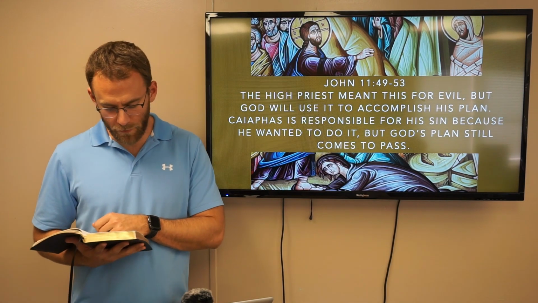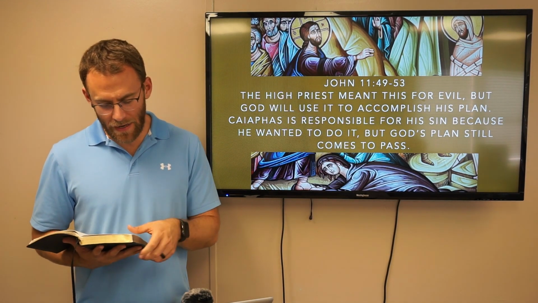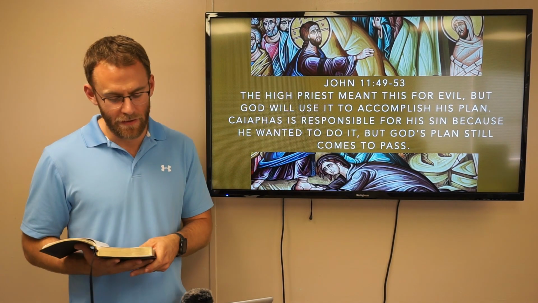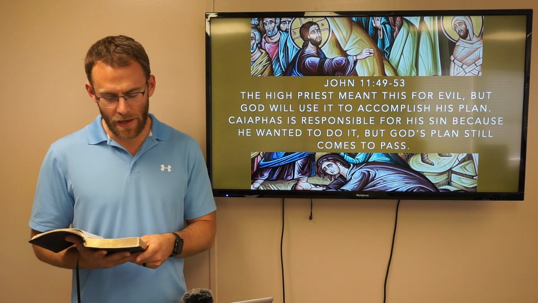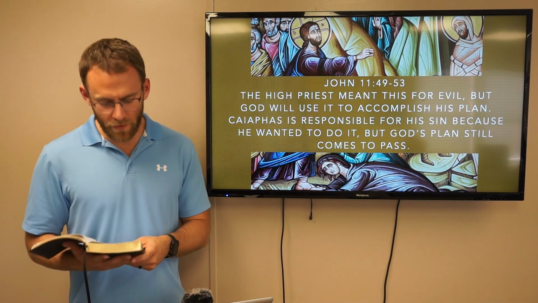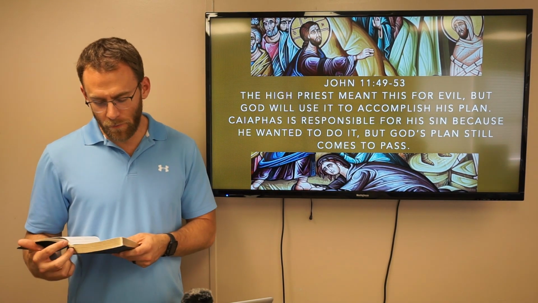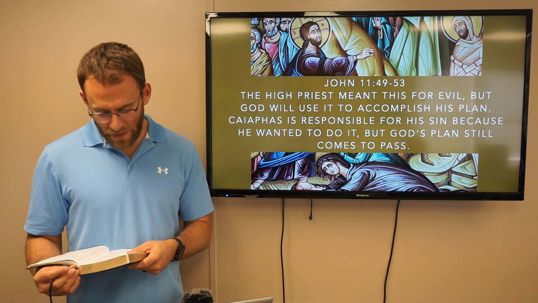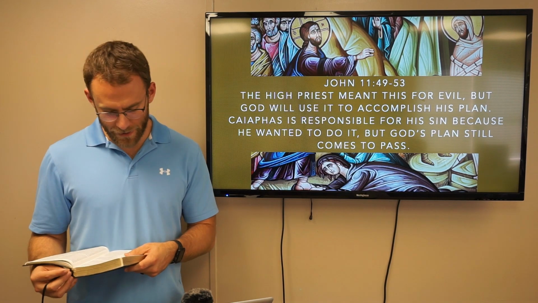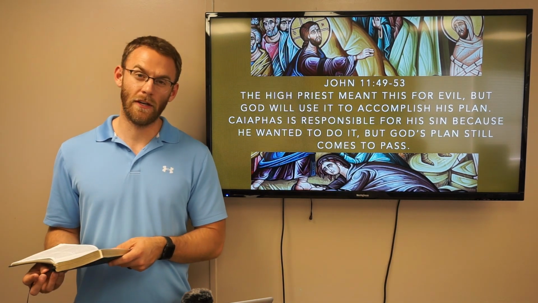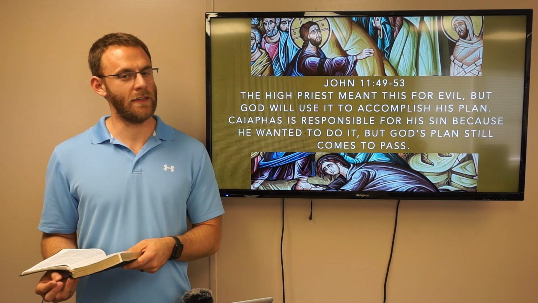Verses 49 through 53. But one of them, Caiaphas, who was high priest that year, said to them, "You know nothing at all, nor do you understand that it is better for you that one man should die for the people, not that the whole nation should perish." Wow, that sounds pretty good. But Caiaphas does not mean this in the right way.